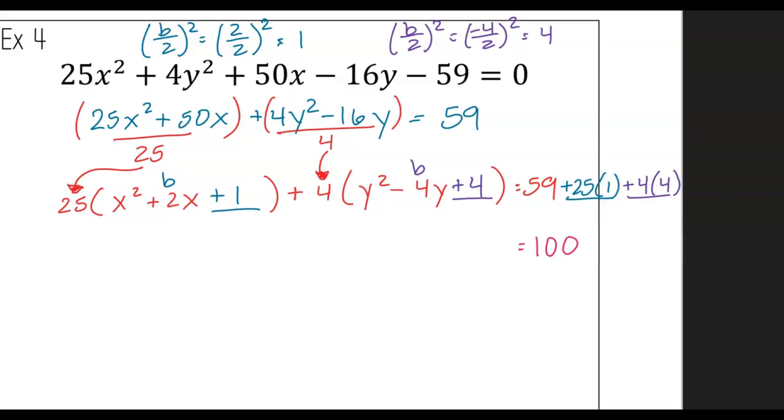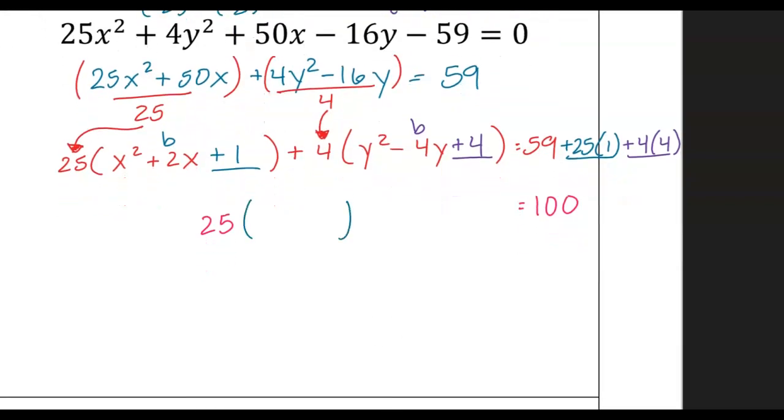And I need to finish completing my squares for both the x's and the y's. So I need to pull down the GCF I pulled out of the x's, 25. And I need to complete the square for the x's. And I pull down the GCF I pulled out of the y's. And I need to complete the square for the y's. Now, what do I write down to complete the square for the x quadratic? How does that factor into a perfect square?